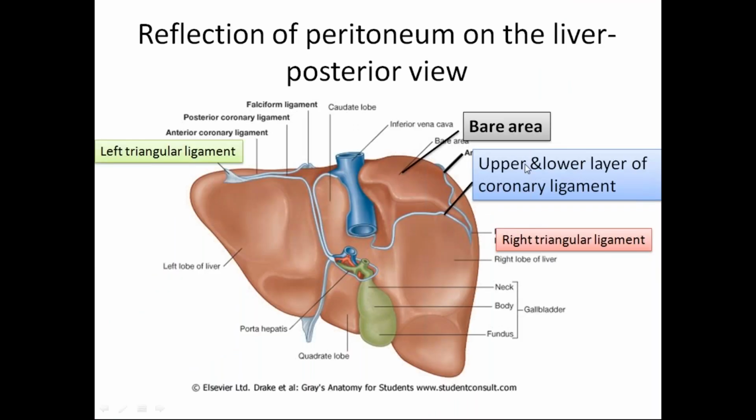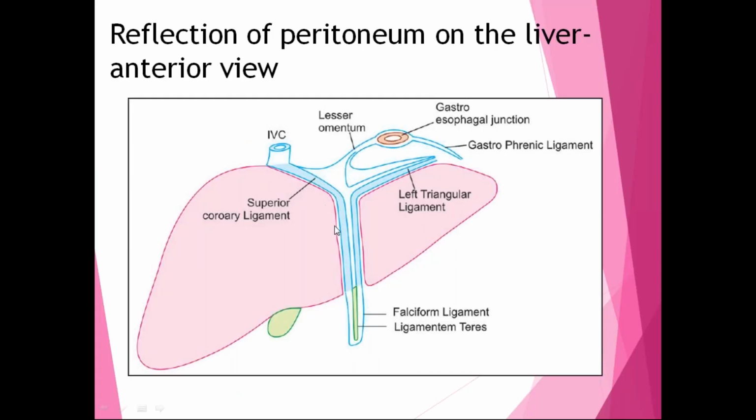Now come to the other ligaments. In this picture, this is the posterior inferior view of the liver. You can see the bare area of the liver. It is bounded by the upper and lower layers of the coronary ligament. Both of these on the right side join to form the right triangular ligament. This right triangular ligament connects the lateral surface of the liver to the diaphragm. The upper layer of the coronary ligament, if you see the previous picture, is nothing but the continuation of the right layer of the falciform ligament.